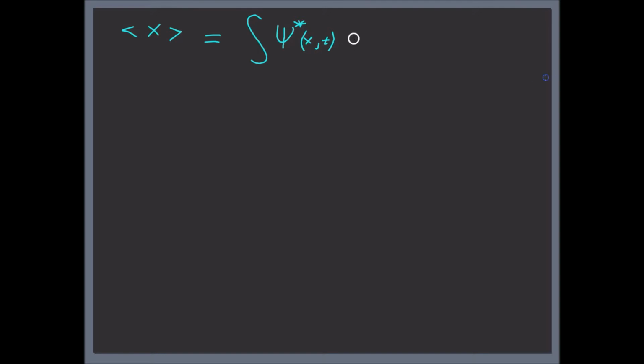x times psi of x and t dx. So this equals 1 over a times the integral from 0 to a of x times, times what? Do you remember what? Our psi star psi, or the probability density. We just found this one.